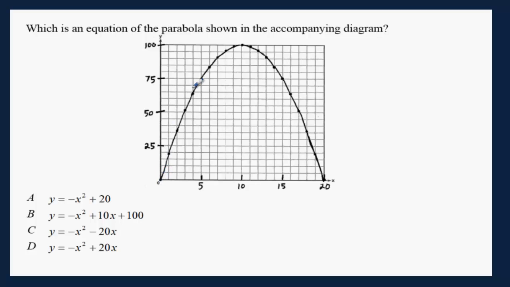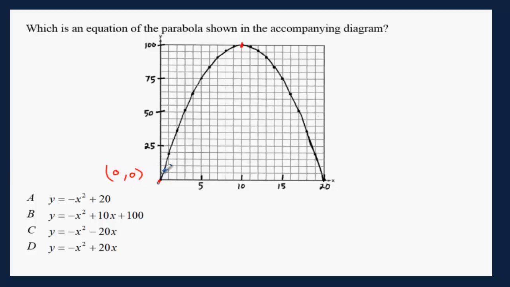First of all, this parabola has a maximum point here. This will tell us that the coefficient of the x squared is a negative number. And that's right, everything here is a negative number. We cannot eliminate anything. Number two, I see the y-intercept here is the origin, 0 and 0.